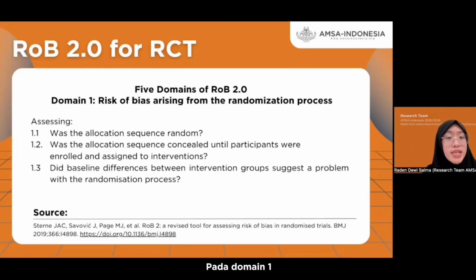In Domain 1, risk of bias arising from the randomization process, 3 aspects are evaluated. 1.1, was the allocation sequence random? 1.2, was the allocation sequence concealed until participants were enrolled and assigned to interventions? 1.3, did baseline differences between intervention groups suggest a problem with the randomization process?